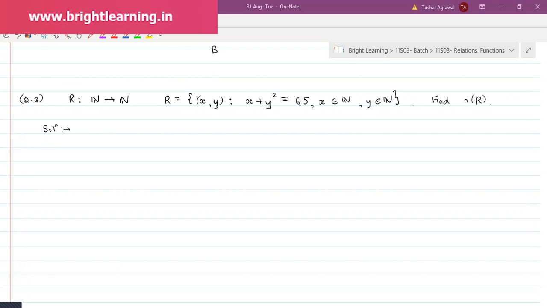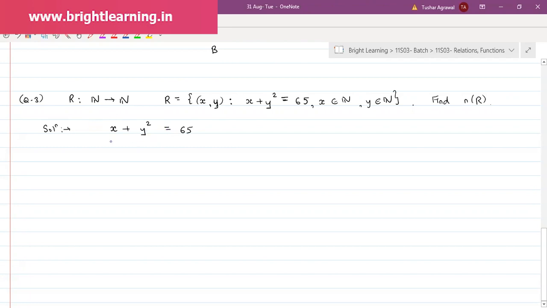X plus y square equal to 65. Now what will the coordinates of R be? How to solve? X and y both are natural numbers. So don't start from x; instead of starting from x, start from y. If you take, for example, x equal to 2, then y square will be equal to 63, and then y will not be a natural number. So how to proceed then?